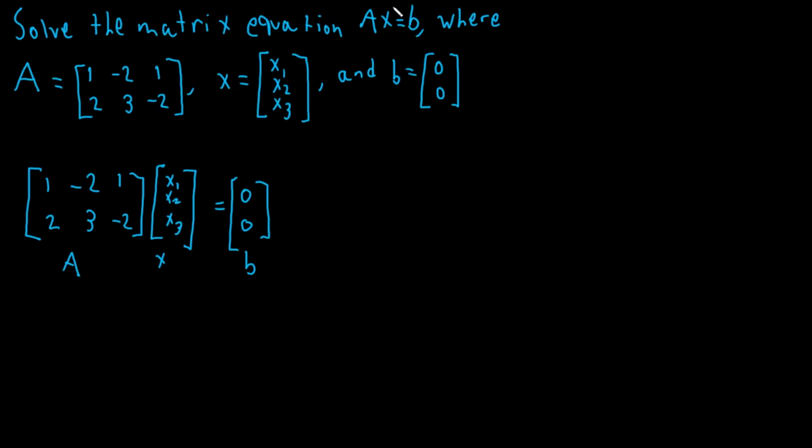Over here, I've given you three matrices, A, X, and B. And using these matrices, I've constructed a matrix equation, which is AX is equal to B, and I've written down the same equation over here. Now, what I want to try and do is solve this matrix equation for X.